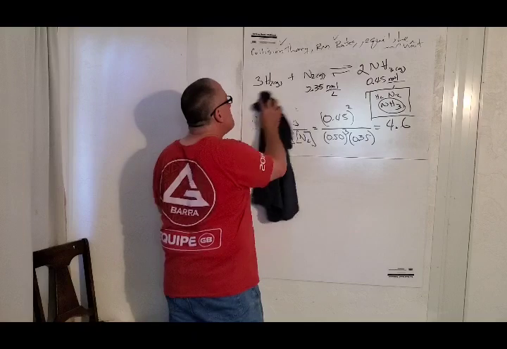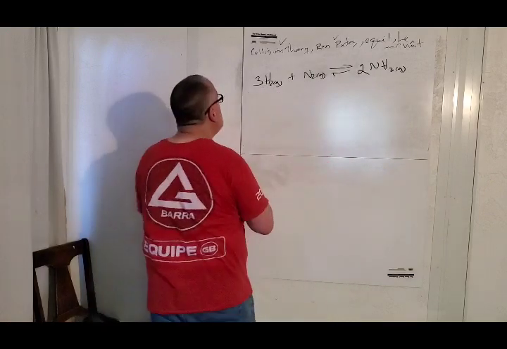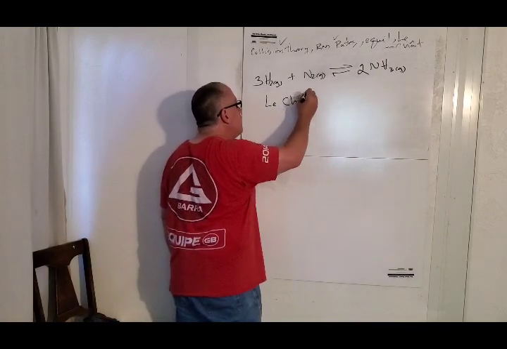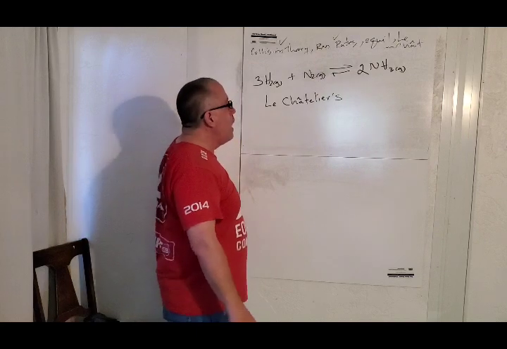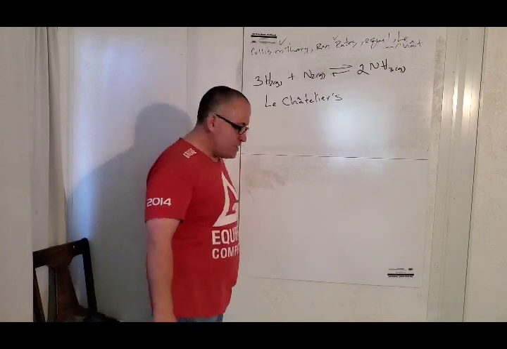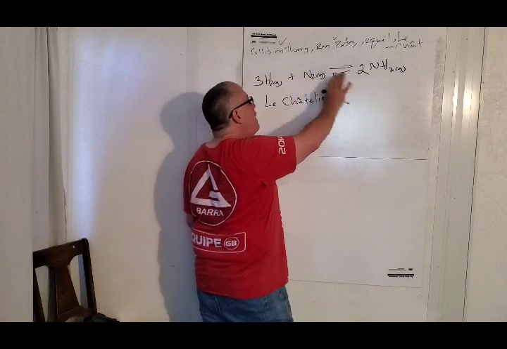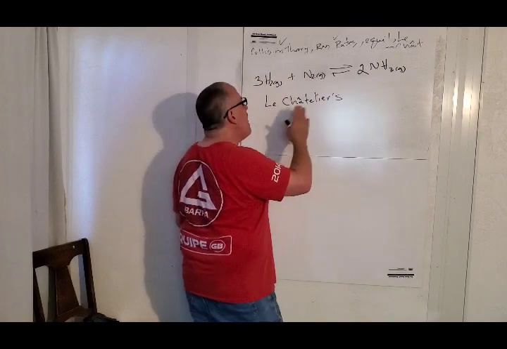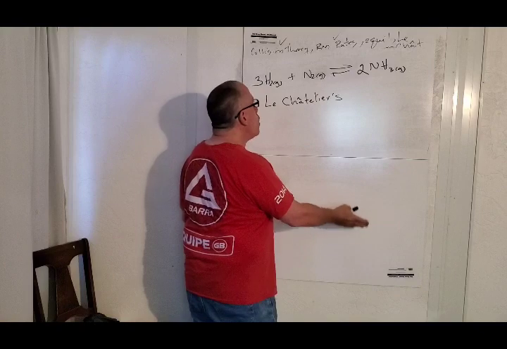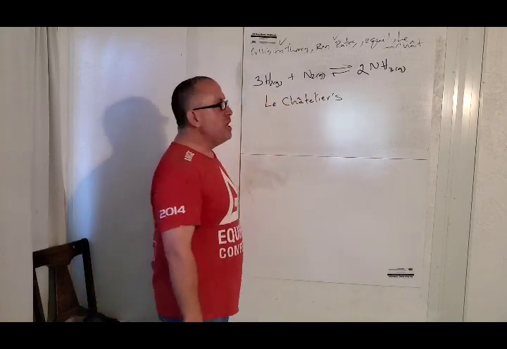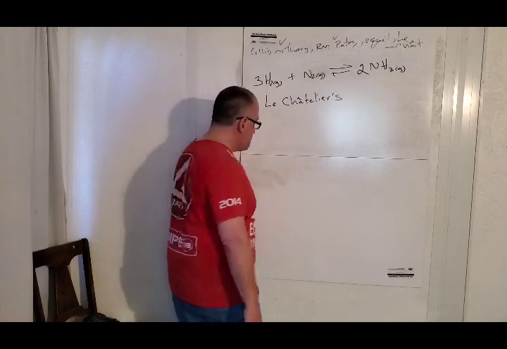Let's do Le Chatelier's principle. And for those of you that speak French, you know I'm pronouncing it horribly. I apologize. Le Chatelier's principle says that any stress placed on a system at equilibrium will shift to reduce that stress. It'll shift to either the product side or the reactant side. Shifting to the product side means I will make more products, or shifting to the reactant side means I will make more reactants.